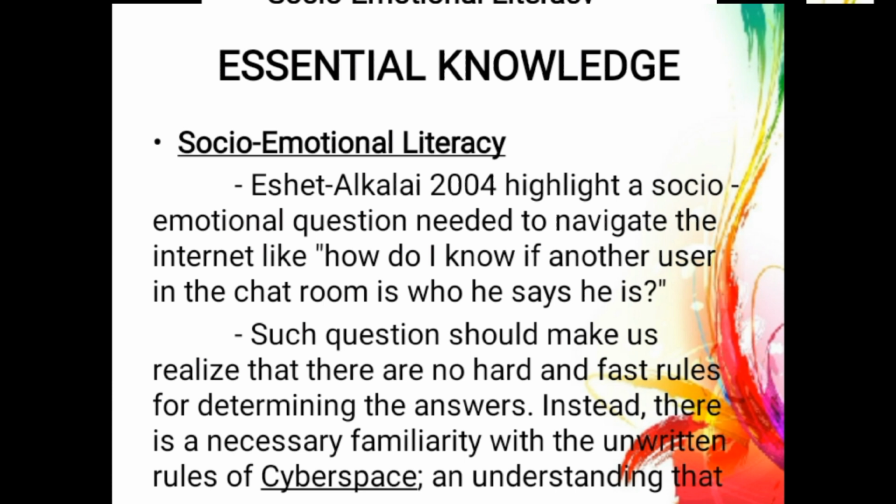Next, we have the socio-emotional literacy. Eshet-Alkalai 2004 highlights a socio-emotional question needed to navigate the internet: how do I know if another user in the chat room is who he says he is? When it comes to communication, there are many platforms that exist, such as Facebook, Twitter, and messengers. How would you know if the information someone sends you is true? Such a question should make us realize that there are no hard and fast rules for determining the answers. Instead, there is a necessary familiarity with the unwritten rules of cyberspace.